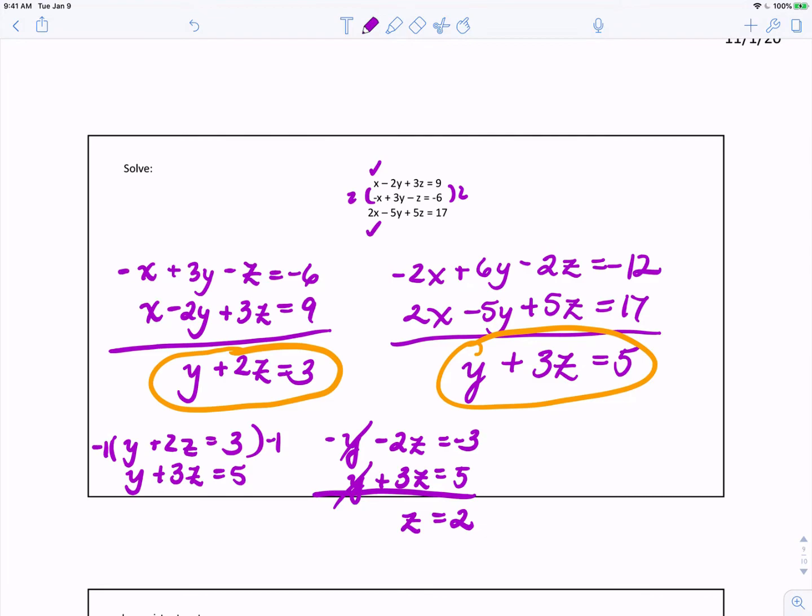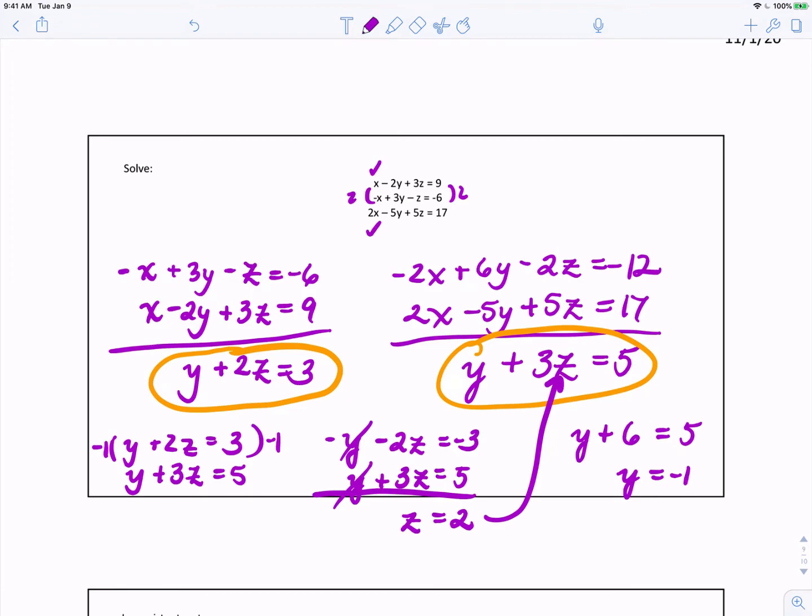Now we have an equation that has two variables, so I'm just going to put that right in there. y plus 3 times 2 is 6. y plus 6 is equal to 5. And now I know that y is equal to negative 1.